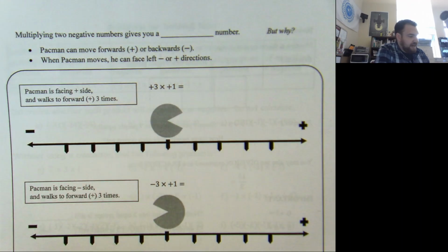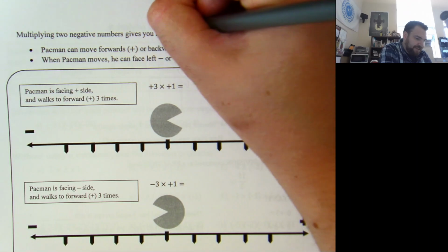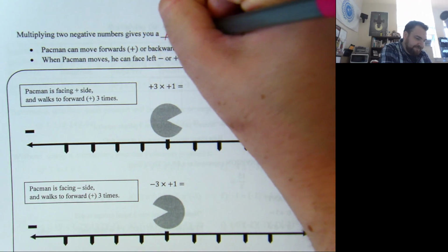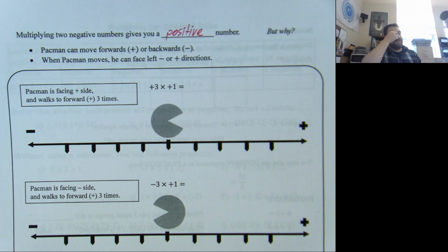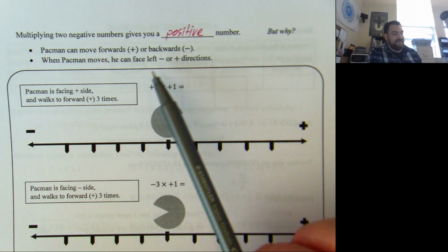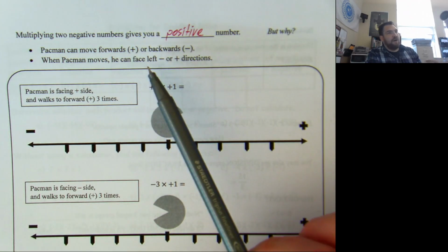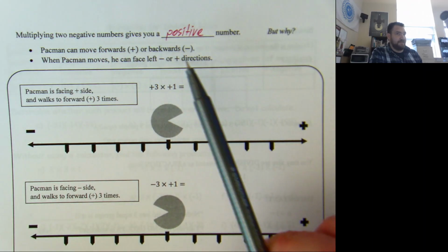So multiplying two negative numbers gives you a positive number every time. The question is why? Because if you think about it in terms of repeated addition, it doesn't make any sense. How can I negatively repeatedly multiply negative things? That doesn't make any sense. But if we look at positives and negatives as directions that we can move, all of a sudden it makes a little bit more sense.